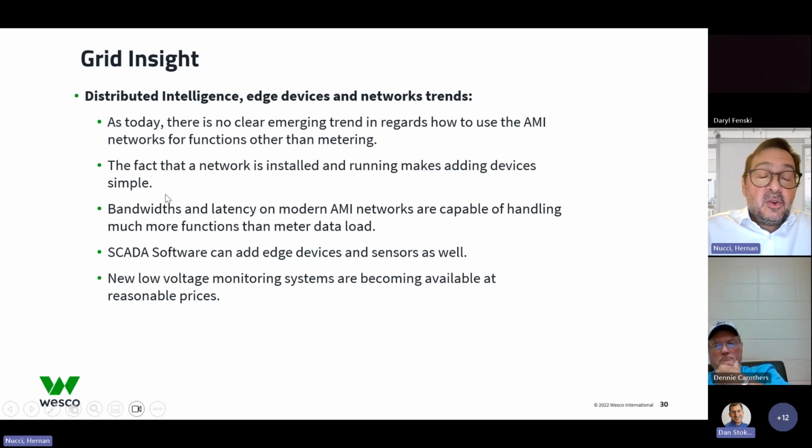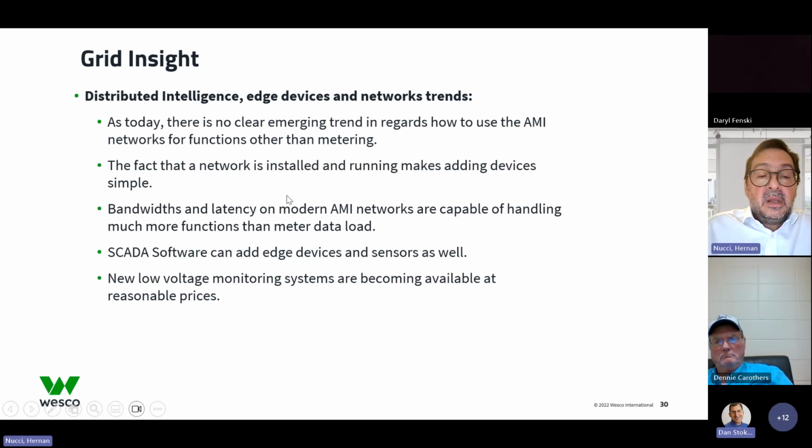But guess what? The fact that you already have a network installed and running makes adding devices simple. Suppose you want to add a capacitor bank, and you don't have the SCADA network close, and you don't want to buy another radio. You already have the network. You just put in the bridge and connect the capacitor bank through the AMI network, and the guys working in distribution will be able to operate that. So although it's not a trend, it's a possibility, and you have a network that is fully functional.